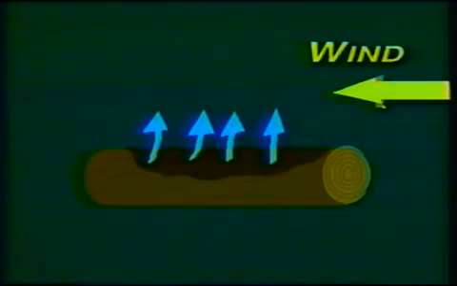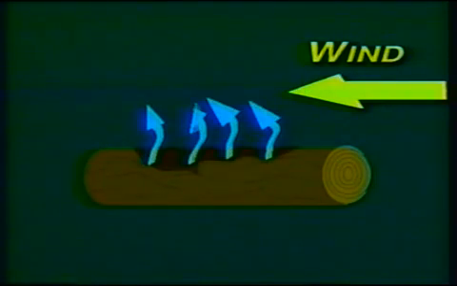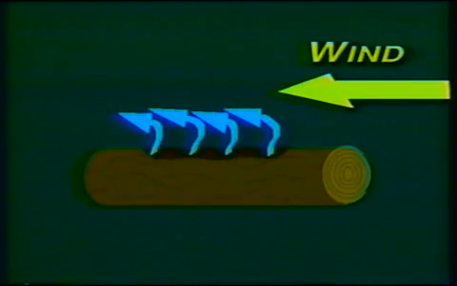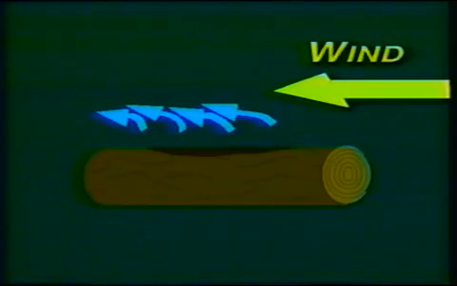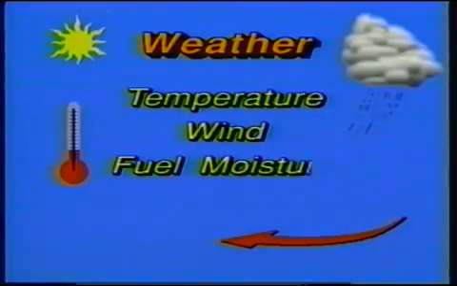Wind increases evaporation from damp surfaces by carrying away moist air and replacing it with drier air. This directly affects fuel moisture. Fuel moisture influences wildland fire behavior because it affects the rate of combustion. When fuel is moist, combustion is slow because more heat is required to evaporate the moisture. As fuel becomes drier, more heat is available to heat the fuel itself.